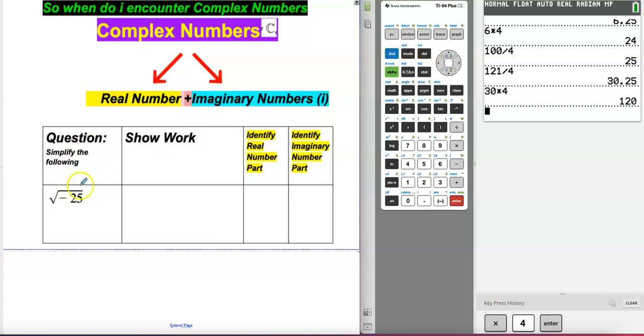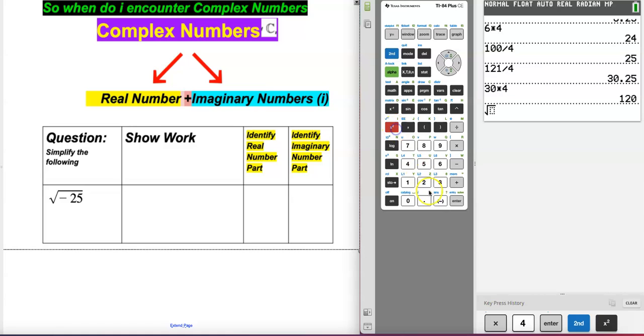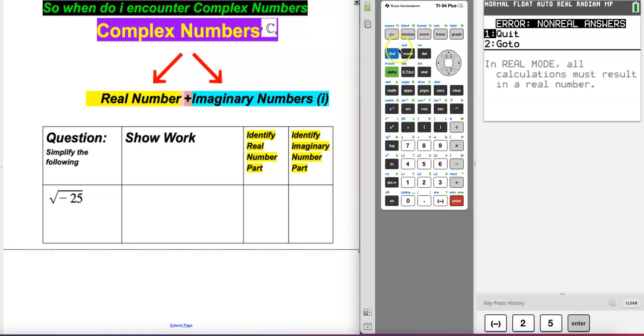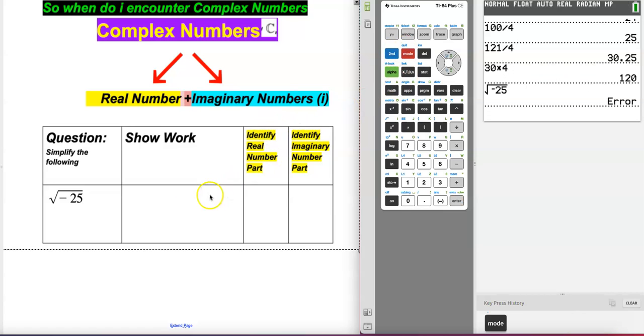So, question. We're going to simplify the square root of negative 25. So, you should already know how to simplify radicals, but you don't really know how to simplify negative radicals. If I come over here and I do the square root of negative 25, well, you're going to get an error because we already know that we can't take the square root of negative numbers. So how do we handle this situation? All right, just like this. This is how you handle it.